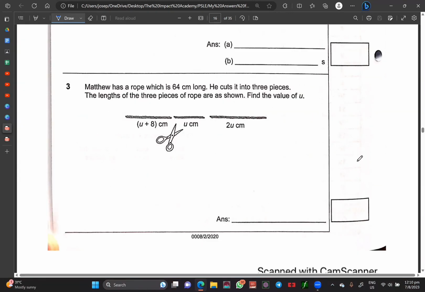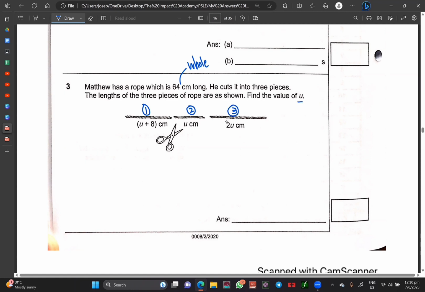So as you can see over here, it says that Matthew has a rope which is 64 cm long, and he cuts it into 3 pieces. Okay, so I know that the whole is actually 64 centimeters long. So that is the whole piece of the rope. Now, what did he do? He cut it into three pieces, as you can see over here. This is the first piece, this is the second piece, and this is the third piece, okay? They want us to find the value of u.